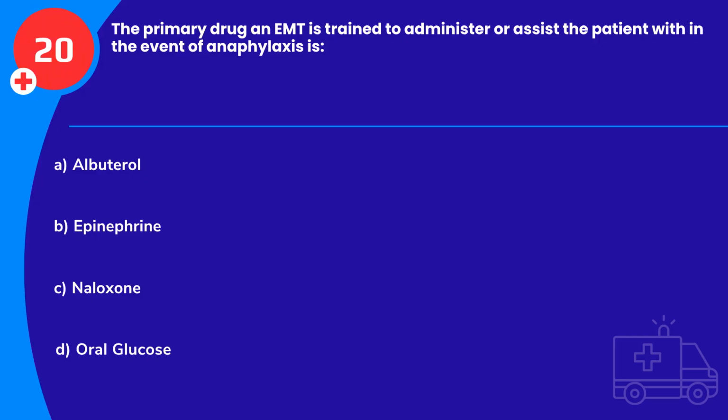Question 20. The primary drug an EMT is trained to administer or assist the patient with in the event of anaphylaxis is A. albuterol, B. epinephrine, C. naloxone, D. oral glucose.